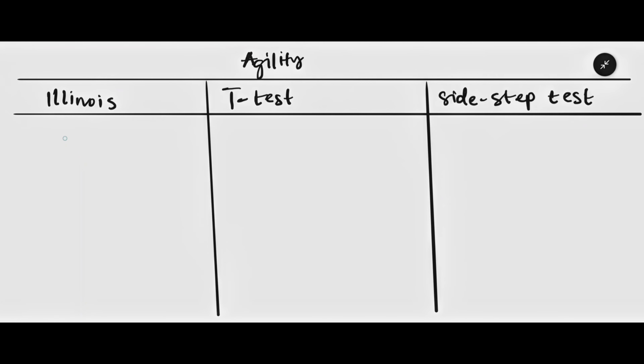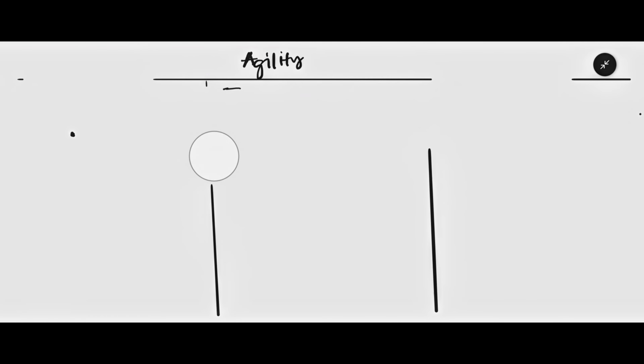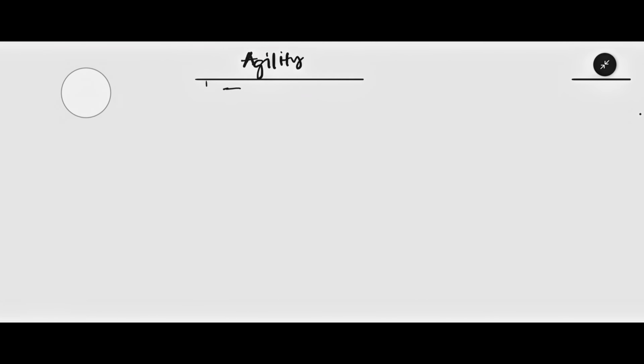Okay, now let's move on to agility. Let's start with the Illinois test. We're gonna create more space here for the Illinois test. I feel like it needs more space to really draw out the distances and everything. So we're gonna start with the Illinois agility test.